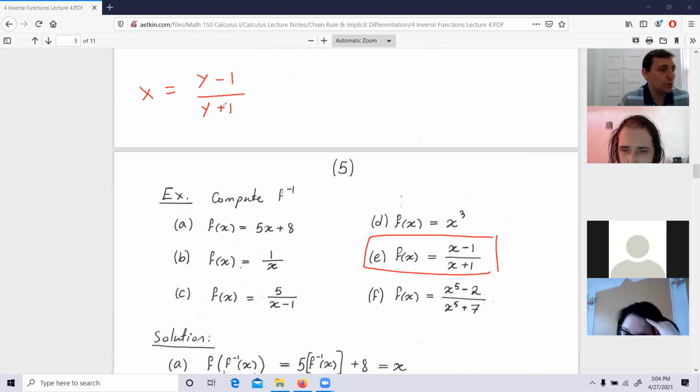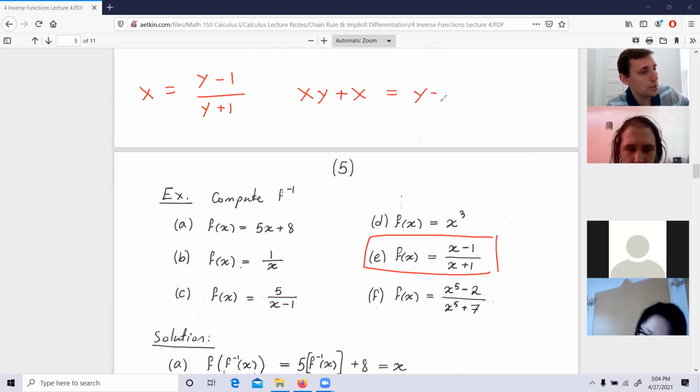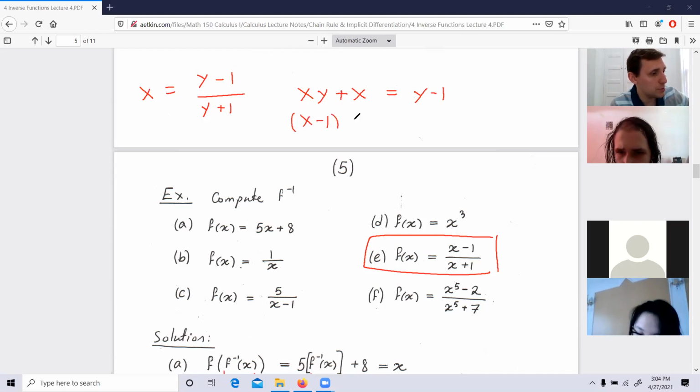Now, what can you do? You can do many things here. You can, if you want, multiply by y plus 1 on both sides. So it's xy plus x, I just multiplied it across, is equal to y minus 1. And I would like to solve for y. So I will just move the y across. And I have x minus 1 times y is equal to minus x minus 1. Agreed?